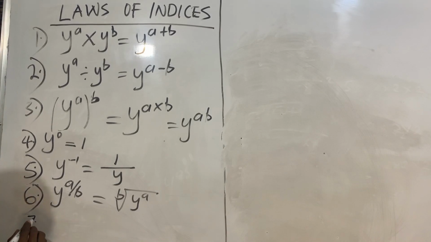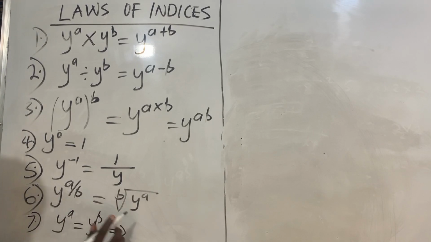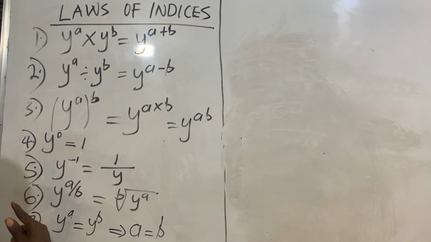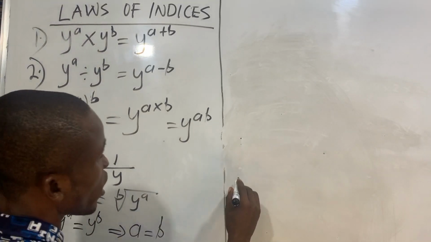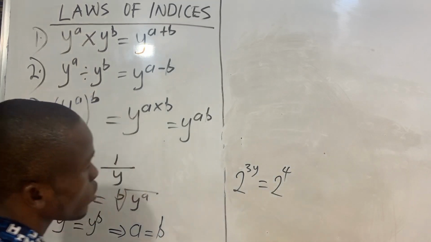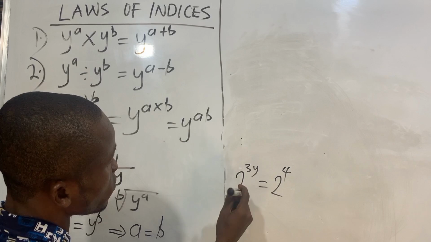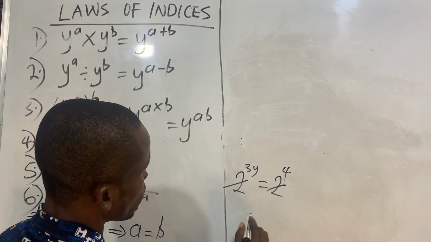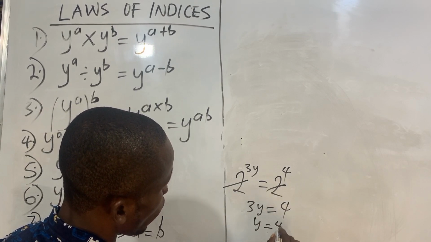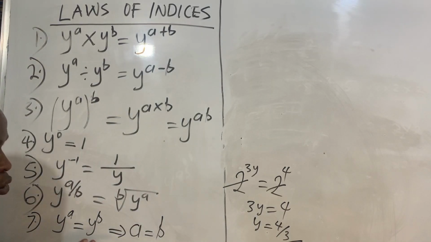The next rule to be considered is when we have a base, let's say y raised to the power of a equals y raised to the power of b, when the base is the same. At this point, this implies that the powers are the same. That is to say, a equals b. Since the base here is the same, we simply take that the powers are the same. If we have 2 raised to the power, let's say, 3y equals 2 raised to the power, let's say, 4, and you're asked to solve this, since the base is the same, we can simply equate the powers from the last law. That becomes 3y equals 4, and that becomes y equals 4 over 3, from the index of the same base.